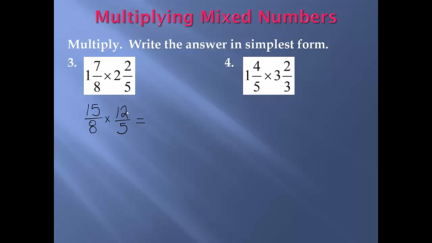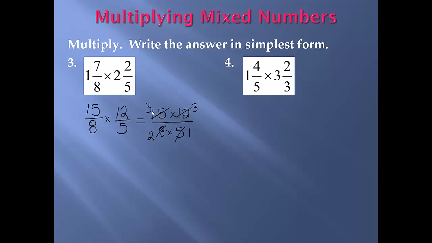Now we will multiply our numerators, so 15 times 12, and we will multiply the denominators, 8 times 5. For this problem, we are able to simplify. So we can look at the 5 and the 15, and those can both be divided by 5. 5 divided by 5 is 1, and 15 divided by 5 is 3. We can also simplify the 8 and the 12, because we can divide both of those by 4. 8 divided by 4 is 2, and 12 divided by 4 is 3.